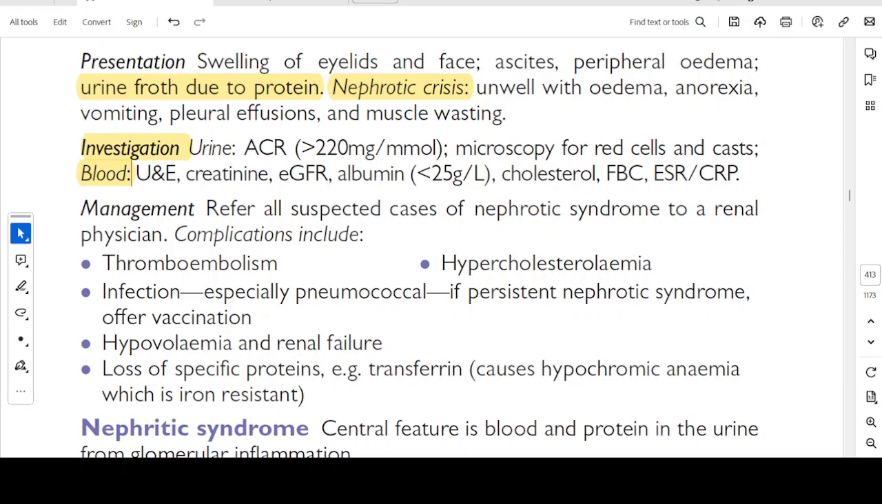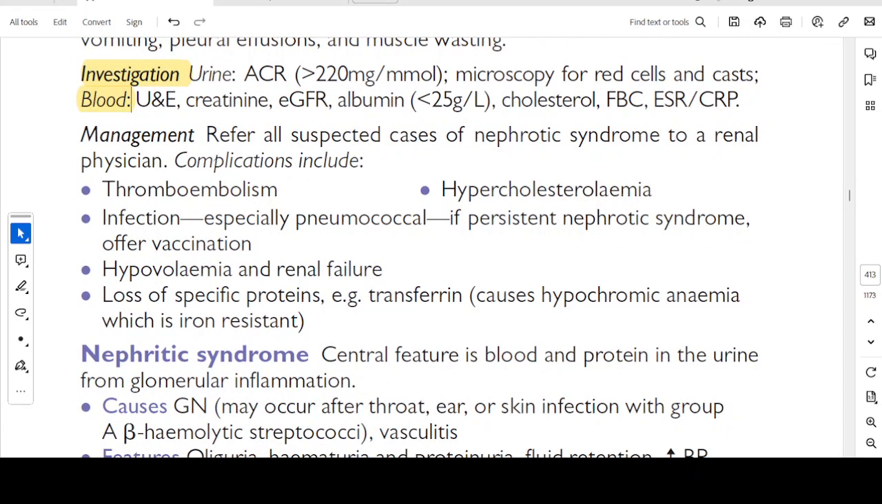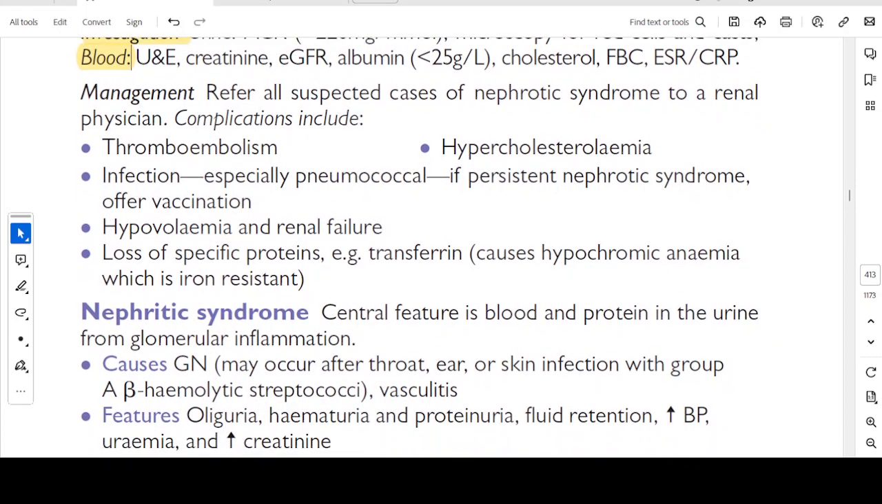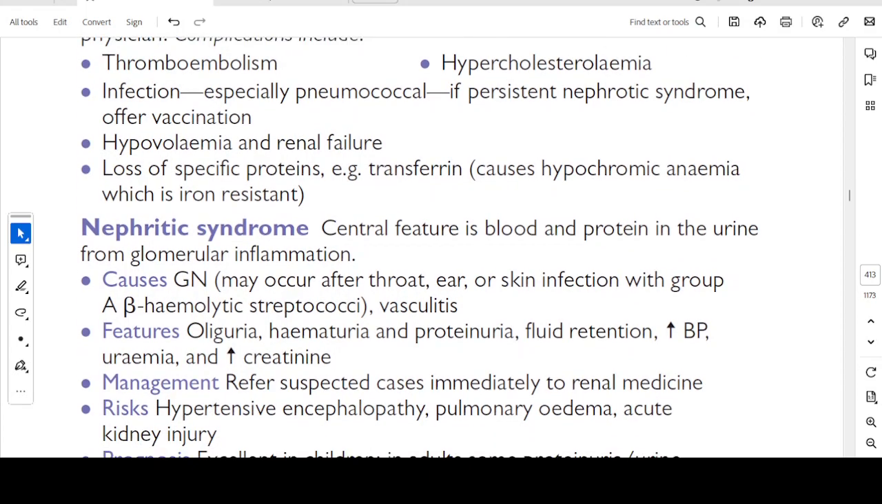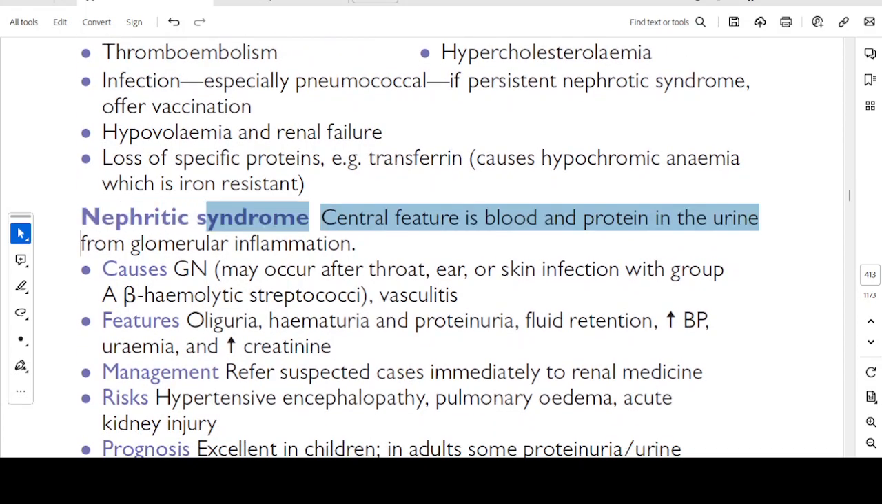Management. Refer all suspected cases of nephrotic syndrome to a renal physician. Complications include thromboembolism, hypercholesterolemia, and infections, especially pneumococcal infection. If nephrotic syndrome is persistent, offer vaccination. Also hypovolemia and renal failure. Loss of specific proteins like transferrin causes hypochromic anemia, which is iron resistant. That was nephrotic syndrome.